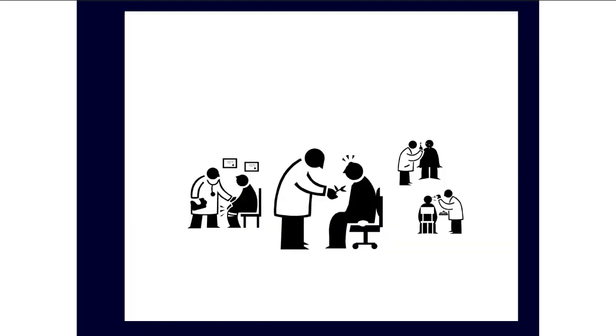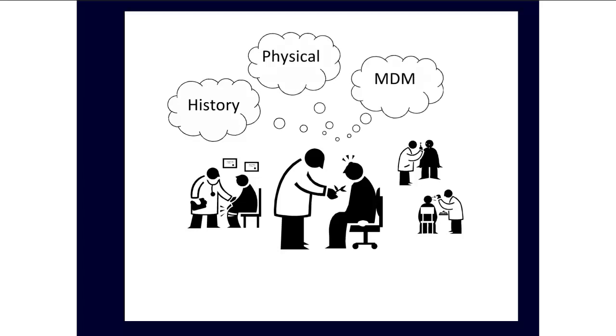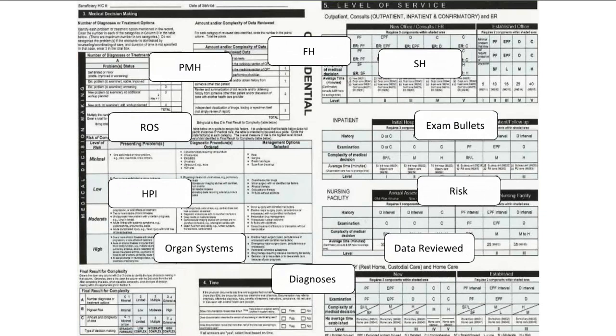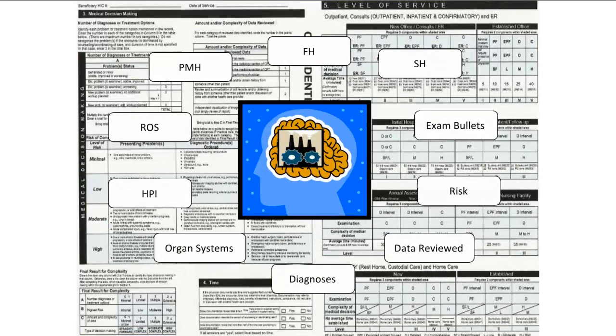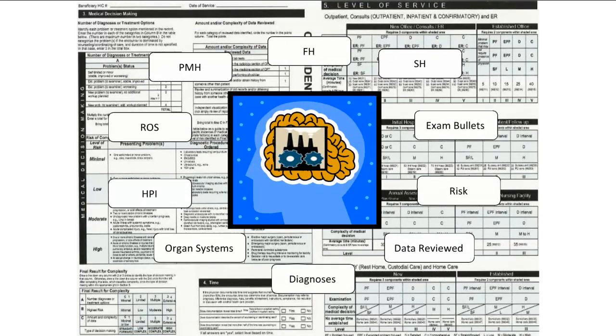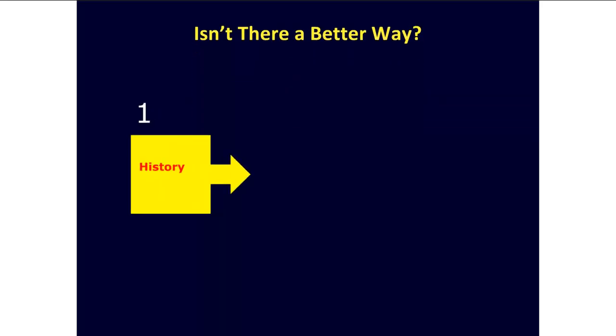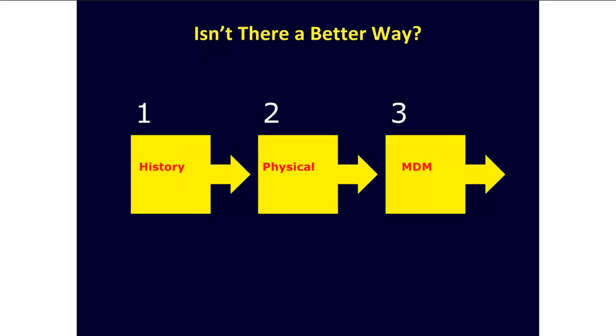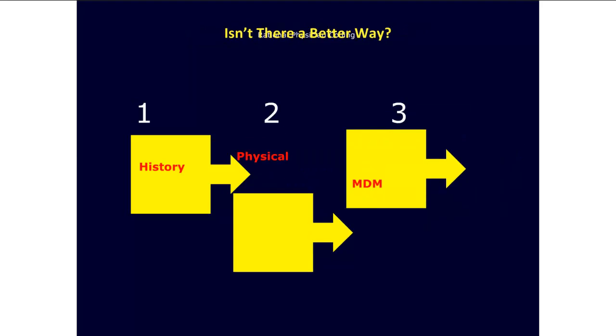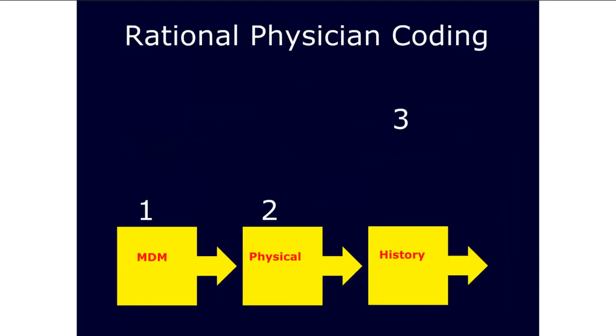Unfortunately, most doctors simply do not code correctly because they let the documentation happen basically at random, without really thinking about it in a systematic manner. This leads to poor E&M compliance and an imperfect translation of cognitive labor into reimbursement. So the obvious question is, isn't there a better way to apply the key components in daily practice in a way that actually makes sense? And the answer is yes, and it's called rational physician coding. And that's what this course is about.